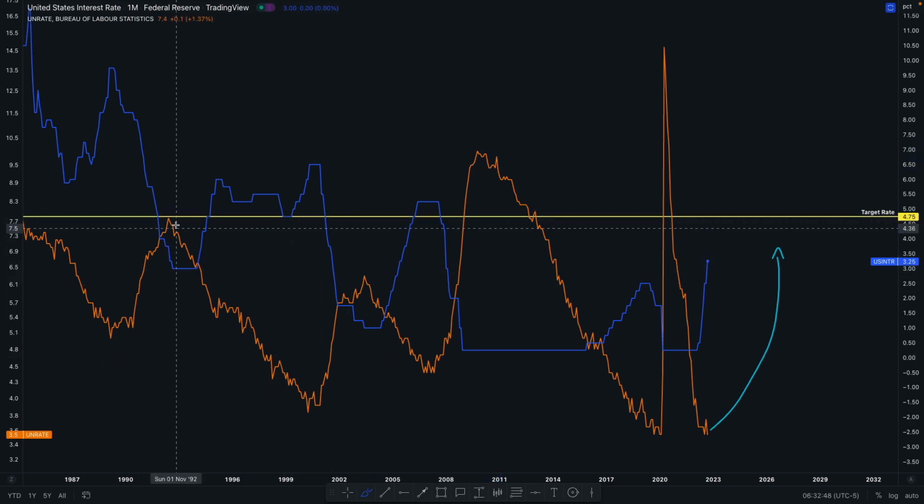And just to show a couple examples, whenever the interest rates were done hiking right around here, I mean, we're looking at August of 2000, and then unemployment really topped out in June of 03.